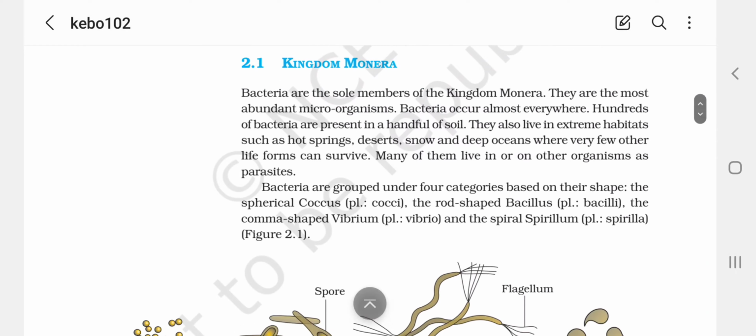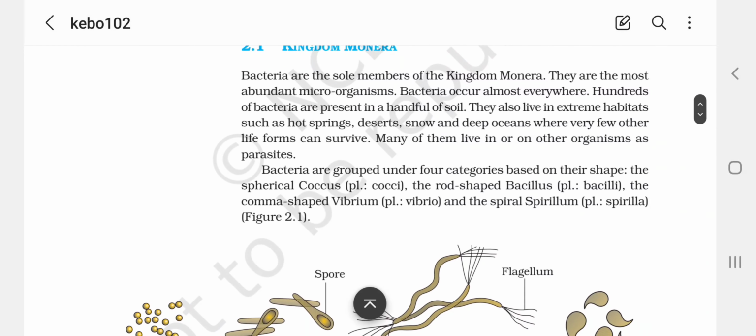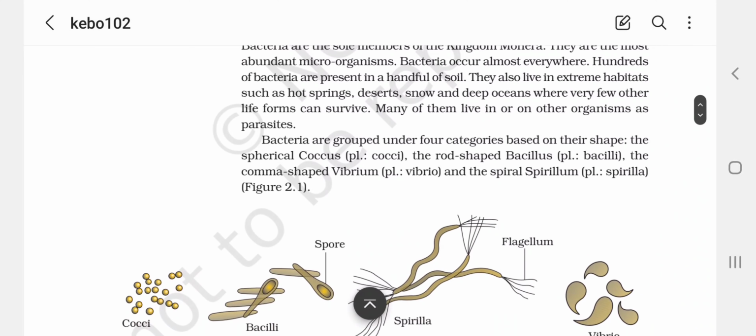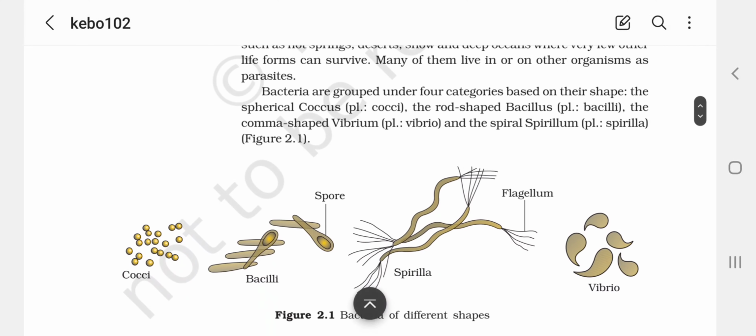2.1 Kingdom Monera. Bacteria are the sole members of the kingdom Monera. They are the most abundant microorganisms. Bacteria occur almost everywhere. Hundreds of bacteria are present in a handful of soil. They also live in extreme habitats such as hot springs, deserts, snow, and deep oceans where very few other life forms can survive. Many of them live in or on other organisms as parasites.